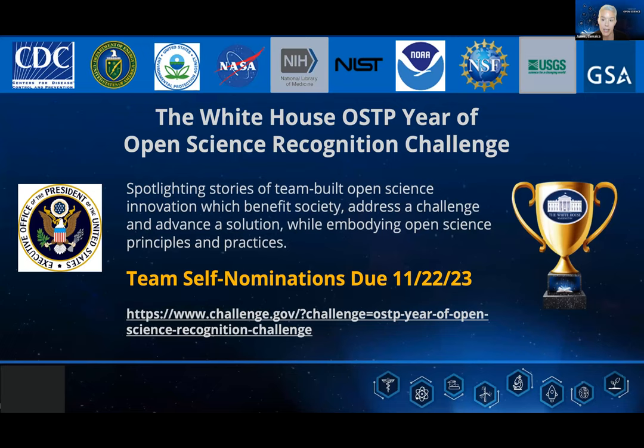It's administered through challenge.gov. I put a link to it in the community notes. The challenge is structured such that teams can nominate themselves. There are six categories of consideration, including open science in service to communities, open science to advance education, and open science to advance solutions to pressing global challenges. There are also categories recognizing technical advancements that themselves enable open science advancements that enable innovation, and last but not least, open science to advance interdisciplinary collaboration.